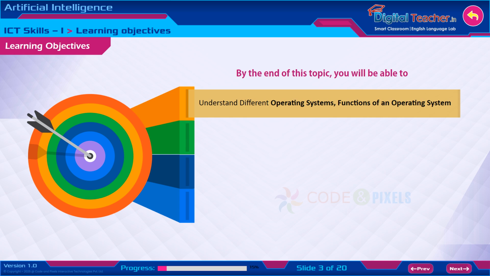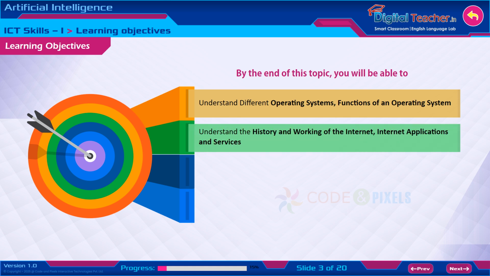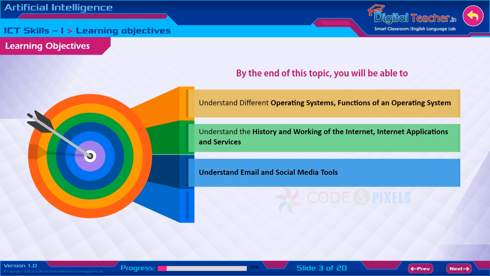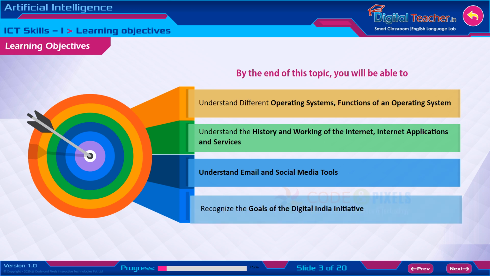understand different operating systems, functions of an operating system. Understand the history and working of the Internet, Internet applications and services. Understand email and social media tools. Recognize the goals of the Digital India Initiative.